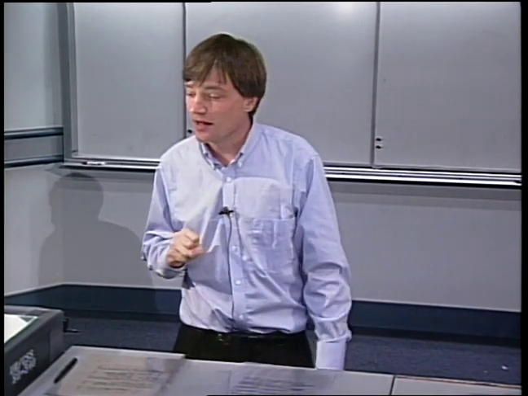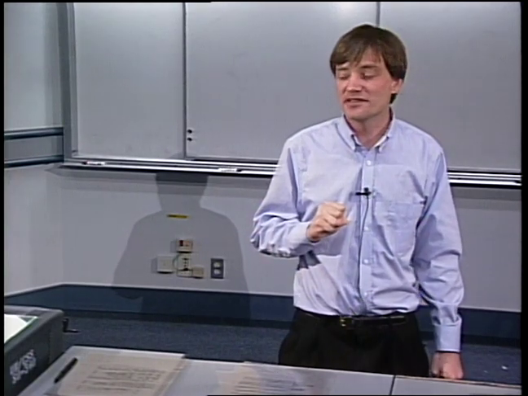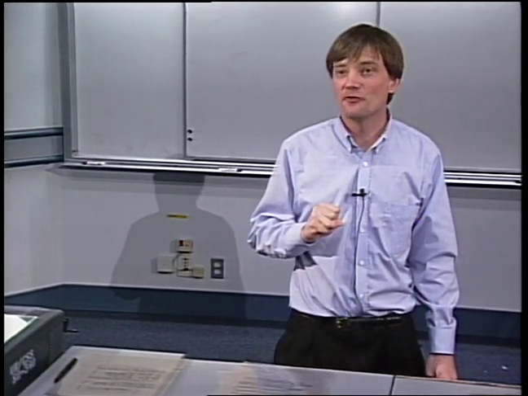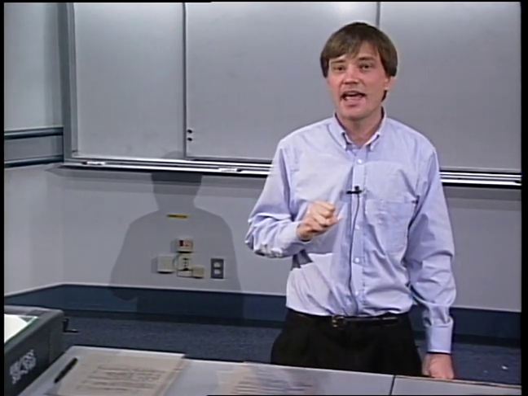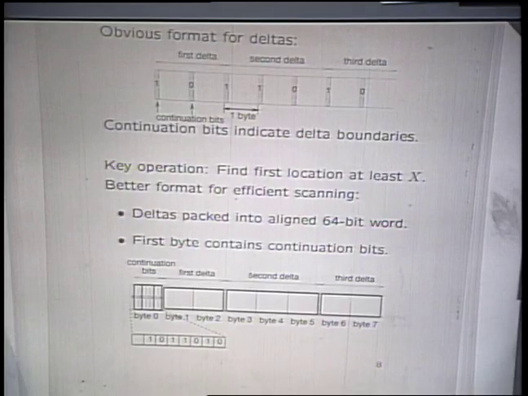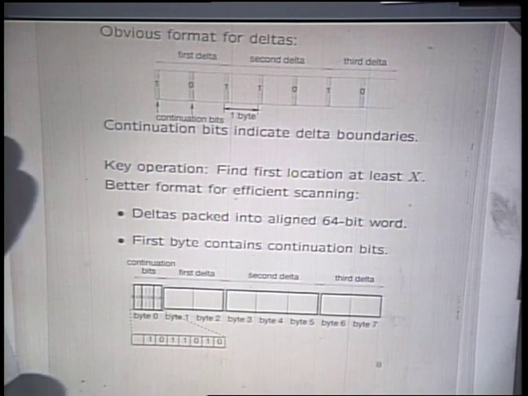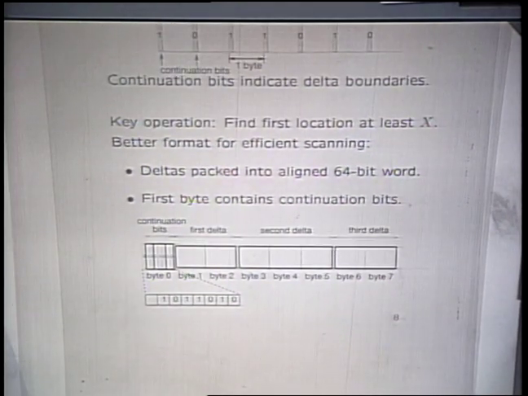So what you'd like to do is have a representation which allows you to scan along this list of variable-sized deltas and not take any branch prediction misses as you go. And there's a way to do that, and this format allows that, and in a little while I'll show you exactly what you do. You pack deltas into an aligned 64-bit word, and you pack all of the continuation bits associated with all of those deltas into the first byte.